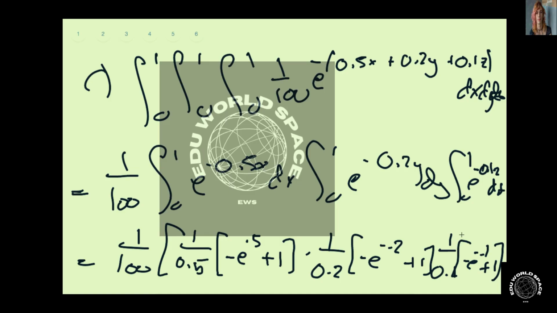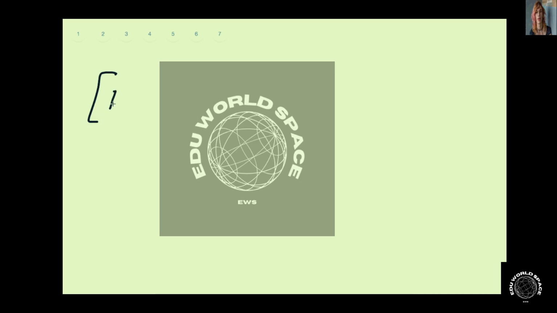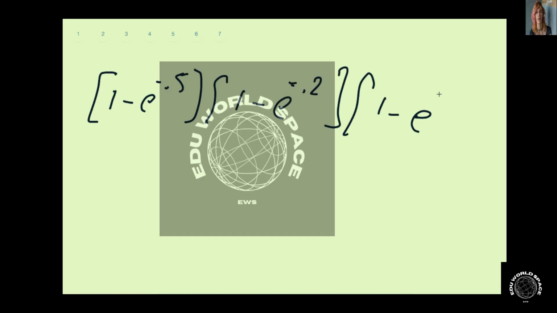One thing that we see is that all these constants are going to cancel out, and our answer is going to be 1 minus e to the negative 0.5, times 1 minus e to the negative 0.2, times 1 minus e to the negative 0.1. And this is about 0.00678.